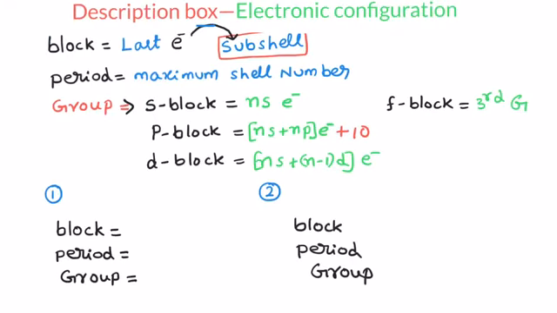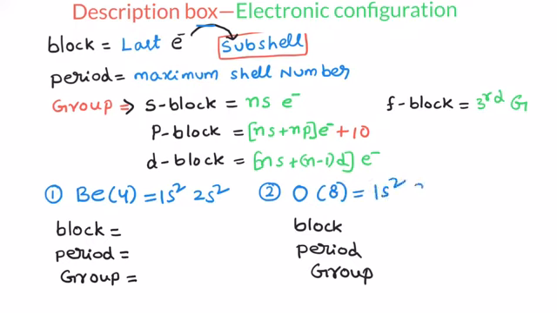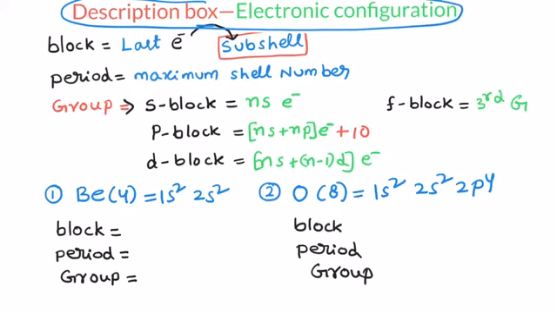Let us do some examples. Beryllium, oxygen. Beryllium atomic number 4, electronic configuration 1s2, 2s2. Oxygen atomic number 8, its electronic configuration 1s2, 2s2, 2p4. In the description box I have given one link. It belongs to the trick to write electronic configuration of 1 to 30 elements. You can refer to that.